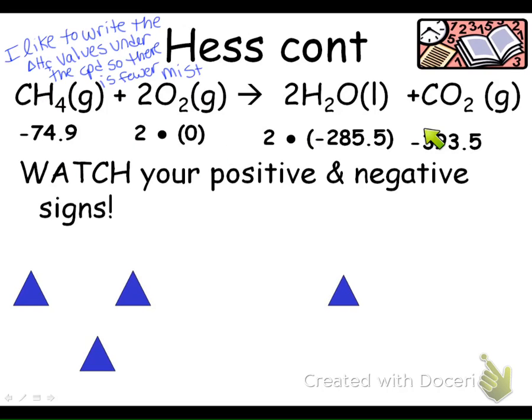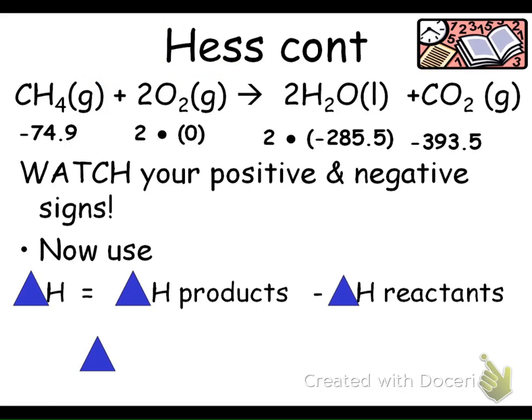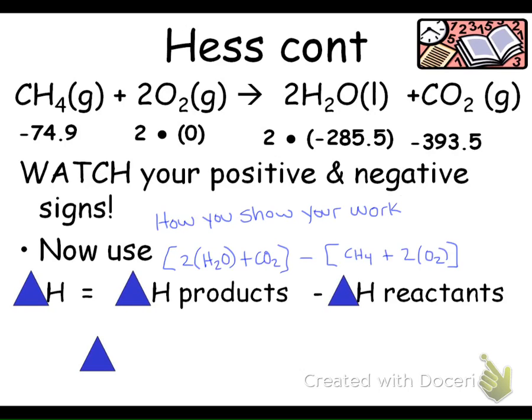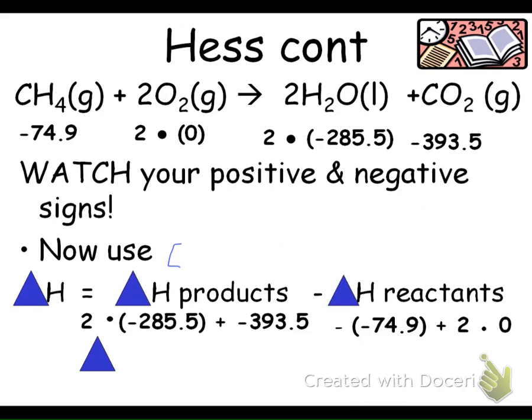You don't necessarily need to do this step. It's just become a habit so that I make sure I don't make any mistakes when I'm plugging in my math formula. In order to show my work, I'm going to write out what my products minus my reactants are going to be. So I have 2 waters plus a carbon dioxide, and I'm going to subtract that from the reactants, which is methane and oxygen. I'm going to write that in to show my work. What your paper should look like is this already written, and then you can write the values right underneath.